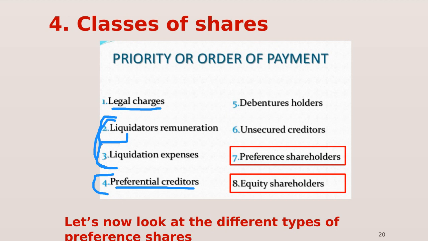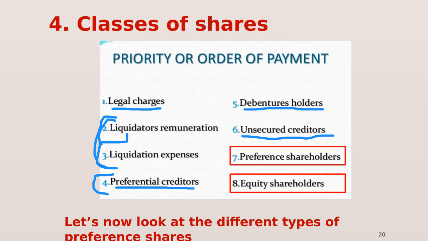Then we have what's called debenture holders. We're going to get to debentures just now. Debentures are just a type of loan. It's not 100% a loan. It's a type of loan. And then you guys would be familiar with what we call trade creditors. They are called unsecured creditors because they don't have a claim to a specific piece of something, right?